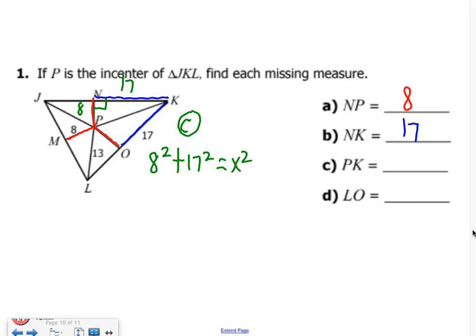British Siri, what is 17 squared? Here's what I found on the web. What is 17 squared? 289. 64 plus 289 is what? 355. And what's the square root of 355?